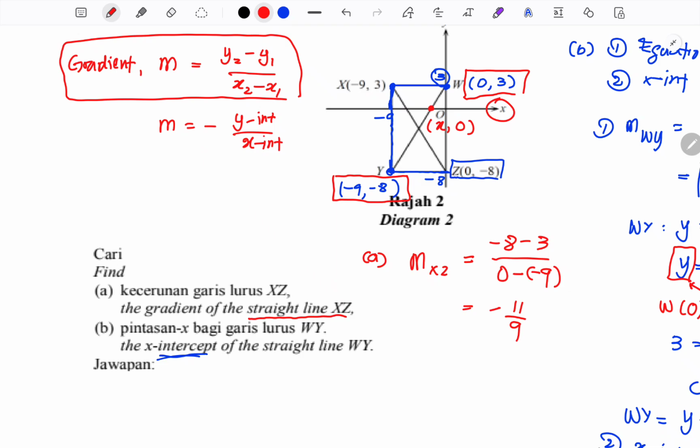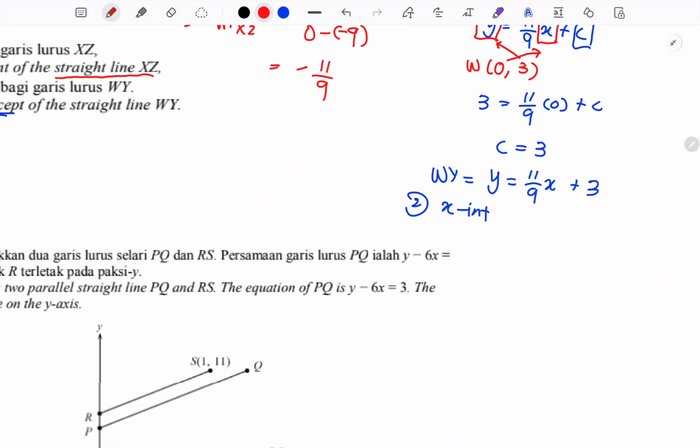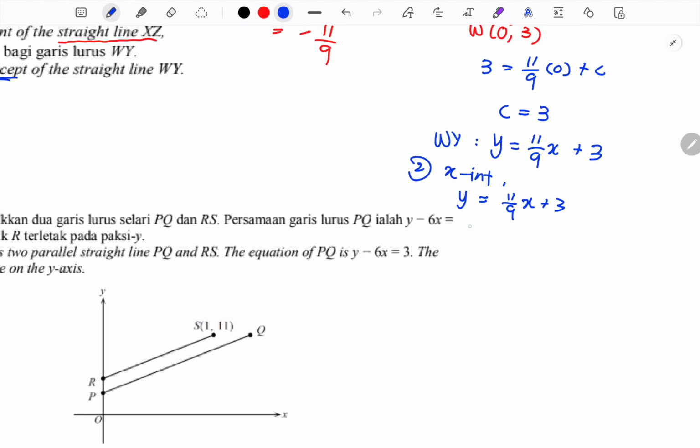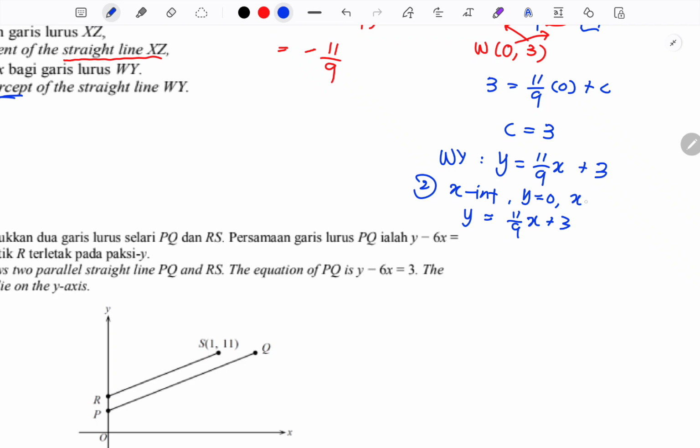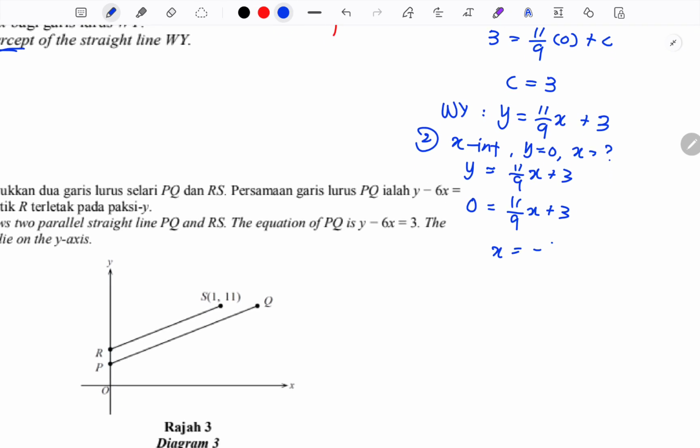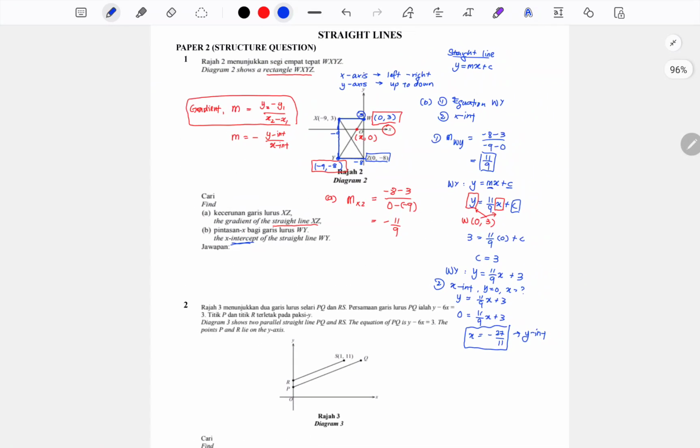So how can you find it? For WY, y equals 11/9 x plus 3. This is the equation. We know y equals 0, so x equals how much? Put y as 0, and you get x equals -27/11. So this is the value of the x-intercept. Alright, this is how you do question 1.